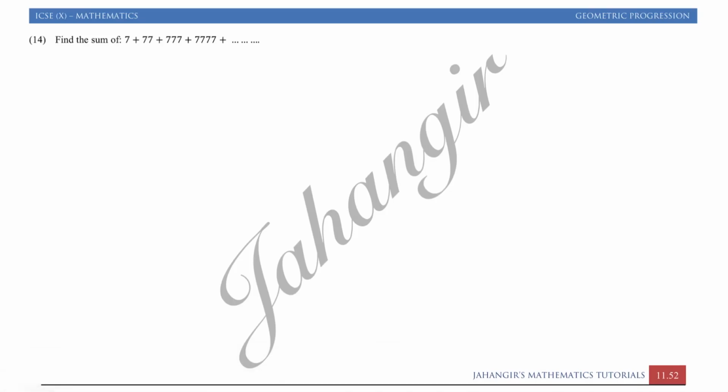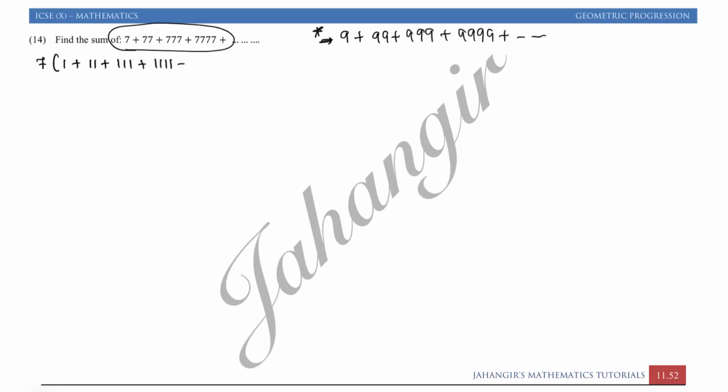To solve this question, you first have to remember that you have to convert whatever number is there into the 9 plus 99 plus 999 plus 9999 pattern. This is the first rule. You have to always convert into this pattern. So for that, we will first take out 7 common from all. You will get 1 plus 11 plus 111 plus 1111 plus dot dot dot.